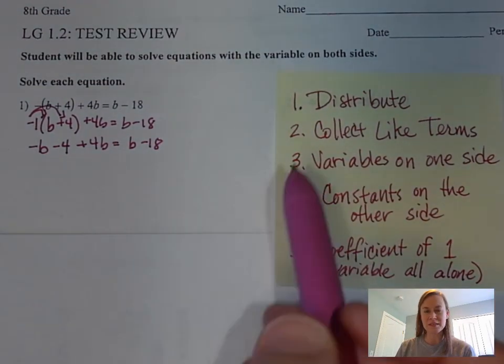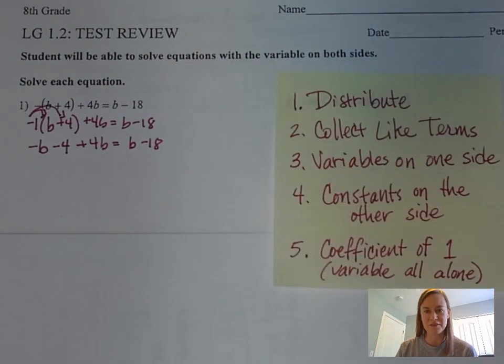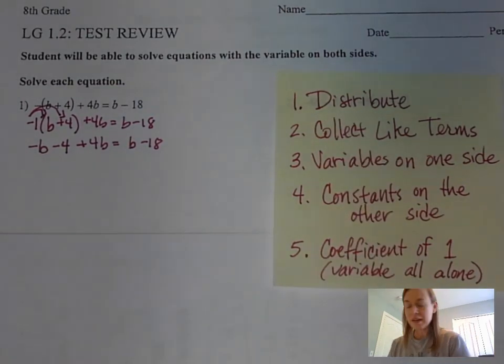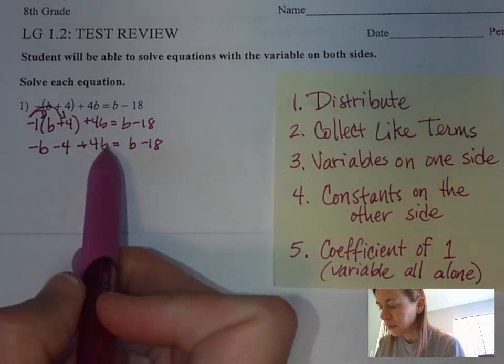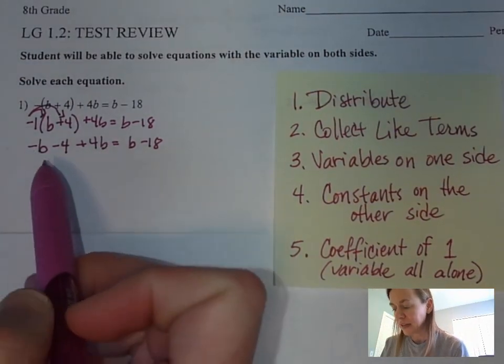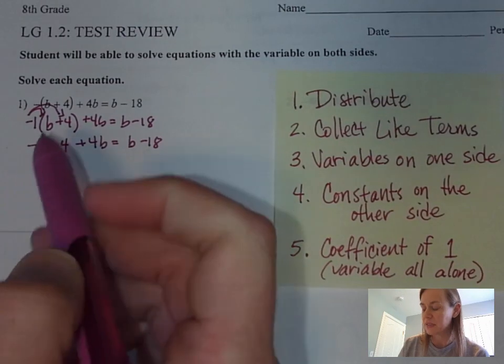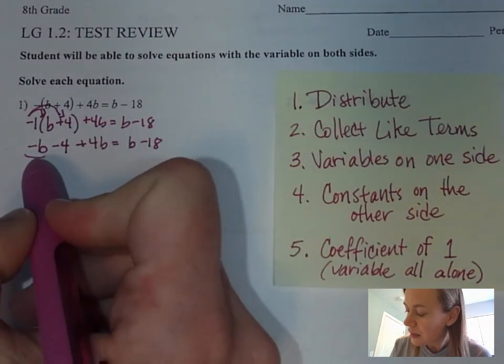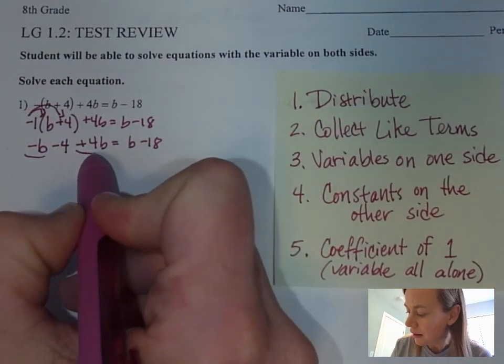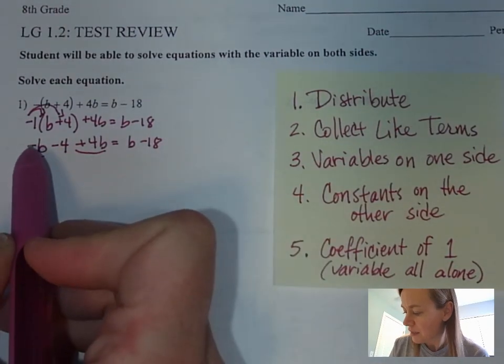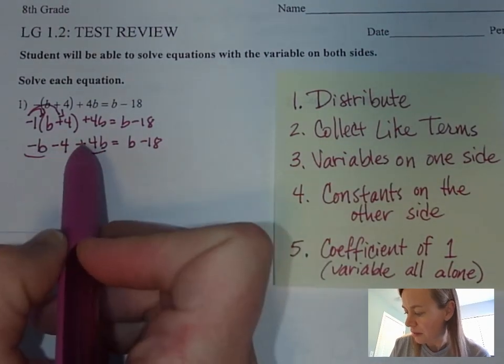Okay, is there anything else left to distribute? No, check that off. Step 2, collect the like terms. So what do we have here that's a like term? And we can only work on one side of the equation at a time. So looking at the left side of the equal sign, it looks like we have a term with a b in it here and a term with a b in it there. And I'm making sure to keep the sign in front of that b with it.